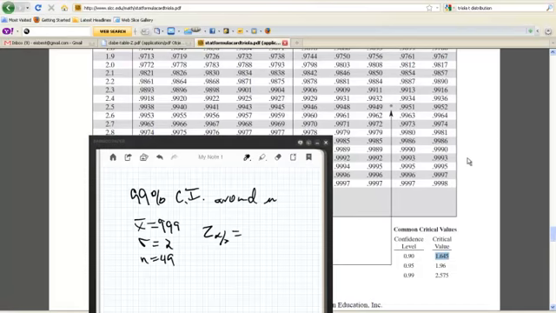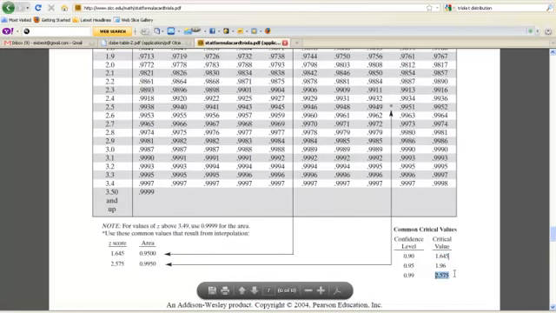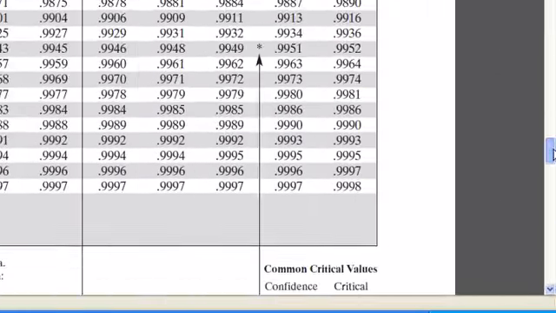Well, I just showed you. Let's go to this guy. Look at that, it's sitting right in front of us. Isn't that lovely? 2.575. So that's my z alpha halves. We could show that if we had to. Remember, I showed you this.